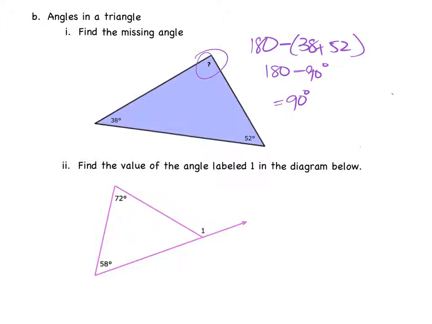Find the value of the angle labeled 1. So we know that if we add these two, we will get that angle. So we will get 72 plus 58 gives us 130. So we know that this will be 130 degrees. Or we could have worked out the missing angle here, which would have been 180 minus 130, which would have given us 50 degrees. And we know that a straight line adds 180, which also gives us the 130. Whichever way you want to work it, it's not a problem. Once you get that the answer is 130 degrees.